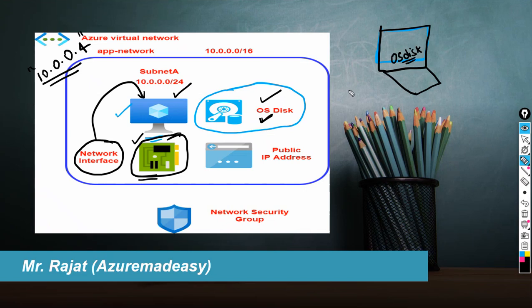But if a user outside the network wants to connect to this VM, then how can they connect? Using the public IP address.